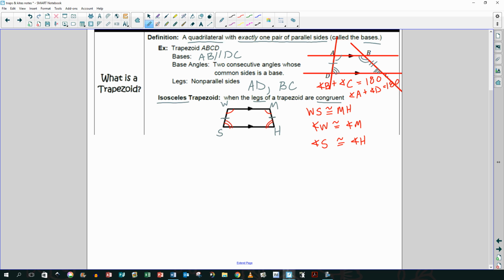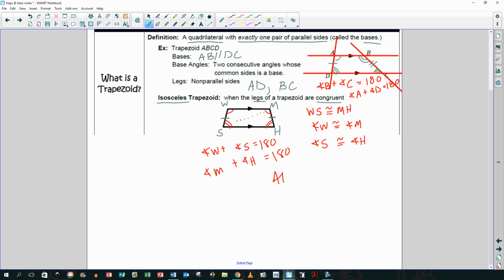Now, in an isosceles trapezoid, it's the same thing. Angle W plus angle S equals 180. Angle M plus angle H equals 180. But there's an added bonus in an isosceles trapezoid, because opposite angles are supplementary. Because if these two are supplementary, then these two are supplementary, because aren't these two equal? So these two would also be supplementary.